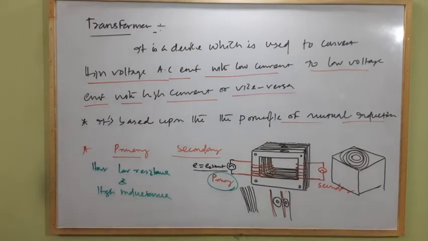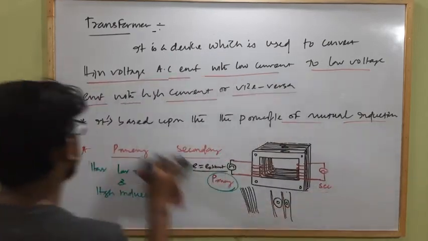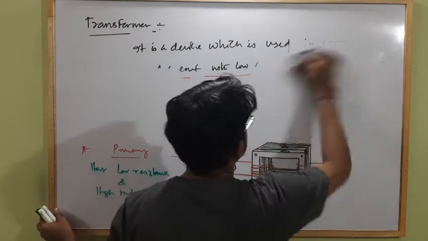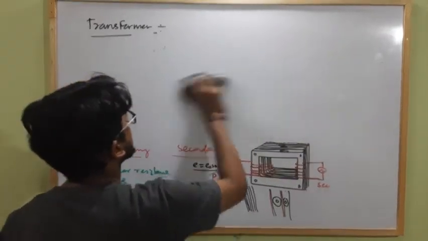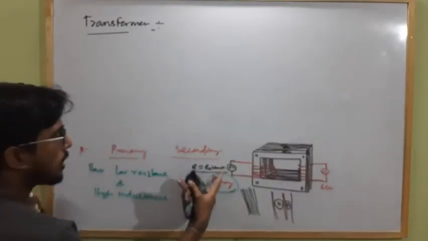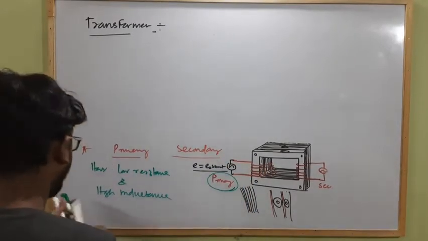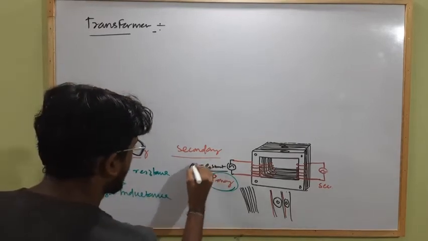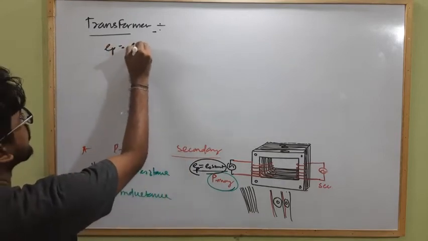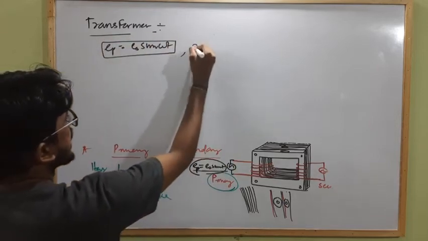So what will happen? As we supply a time varying alternating EMF across the primary, and the primary coil is made in such a way that it has very little resistance and high inductance, the total input will be the complete output by the primary. So if EP is the potential across the primary, for which IP is the current, then EP equal to E naught sin omega t is the input across the primary, for which IP is the current.